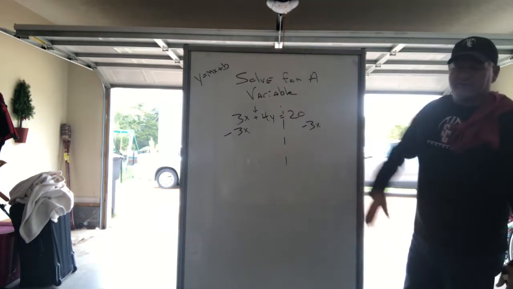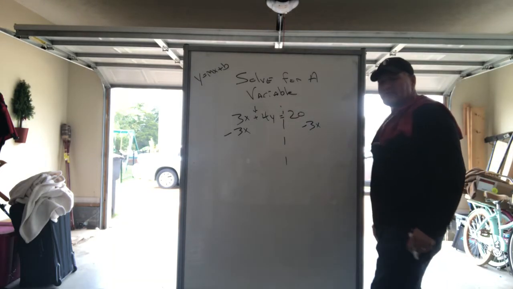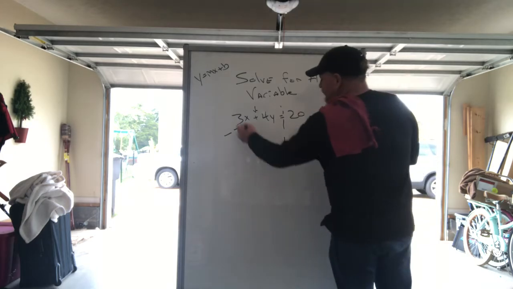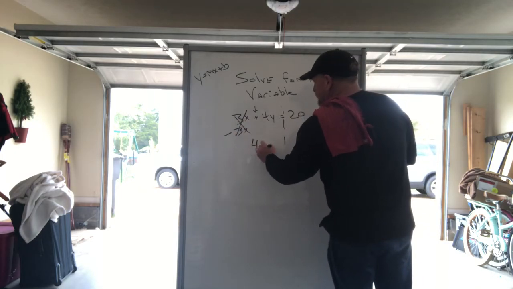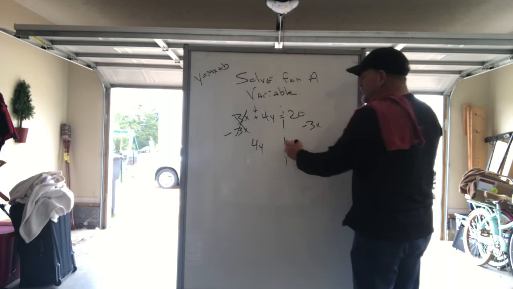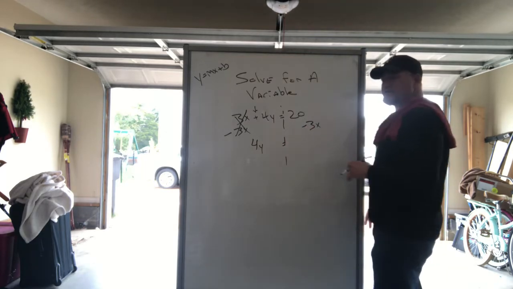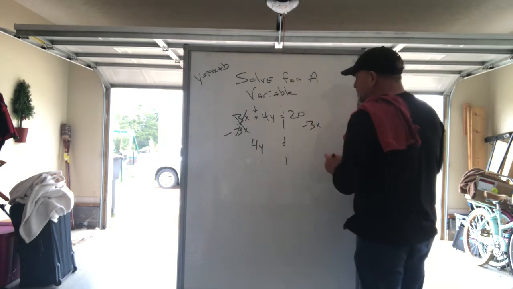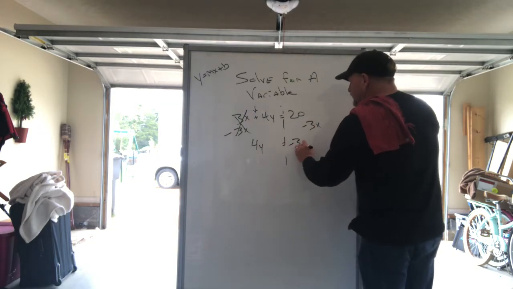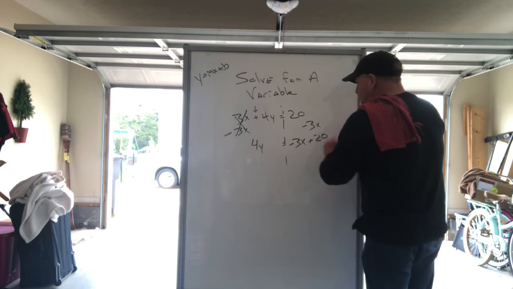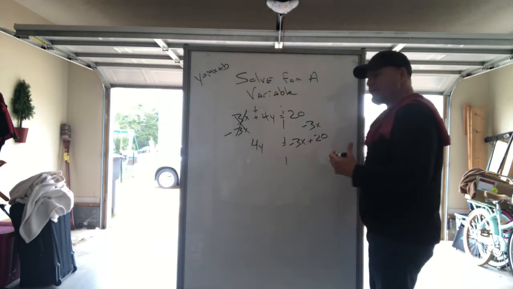Notice on the left side, I'm subtracting 3x. On the right side, I'm subtracting 3x also. Now, over here on the left side, that goes away. On the right side, I get 4y. The equal sign stays right there in the middle. 20 minus 3x: I cannot combine these because there is no variable connected to that 20. So I'm going to rewrite it like this: negative 3x plus 20.